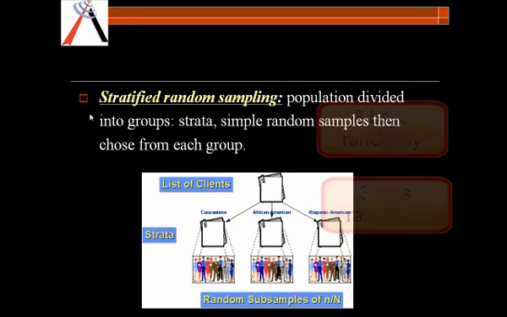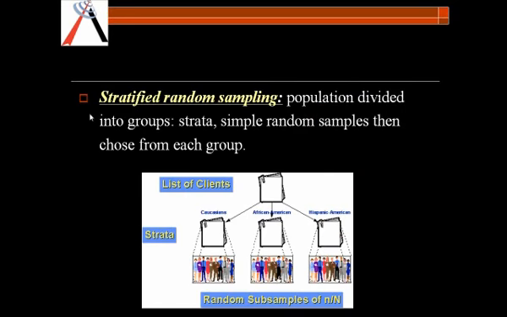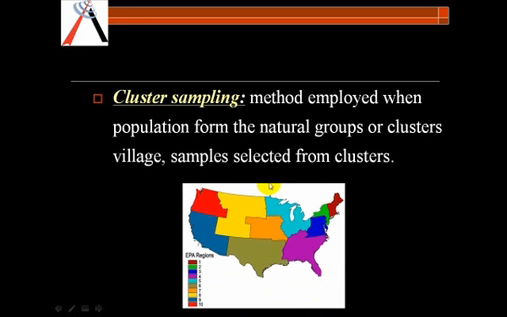Okay? So the population is first divided into groups or strata, and then the simple random samples are obtained from the strata. You have one more example here, the list of clients. It has Caucasians, it has African Americans, it has Hispanic Americans. So what you do is you divide into strata, and then you take sub-samples from those strata, and ultimately your sample will represent the main population.